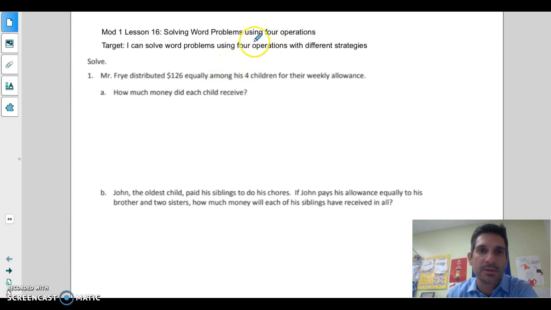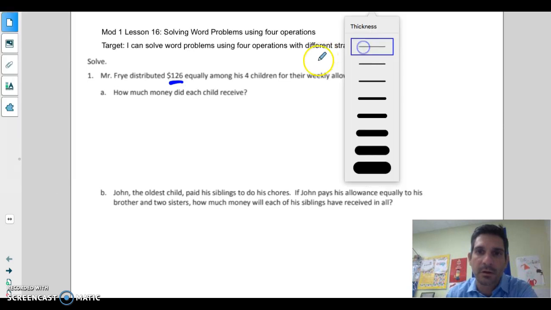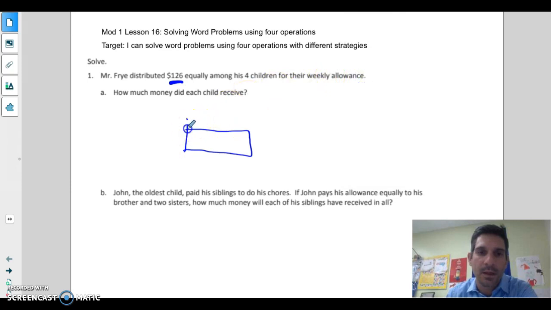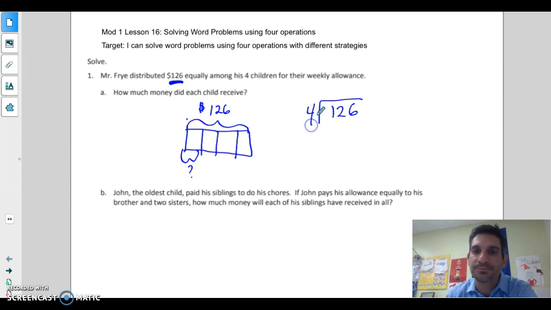Okay, so it says Mr. Fry distributed $126 equally among his four children for their weekly allowance. How much money did each child receive? If I'm going to make my little tape diagram, okay, this whole thing is $126, and I need to split it between my four kids. So I need to figure out what this one is. So it's 126 divided by 4.